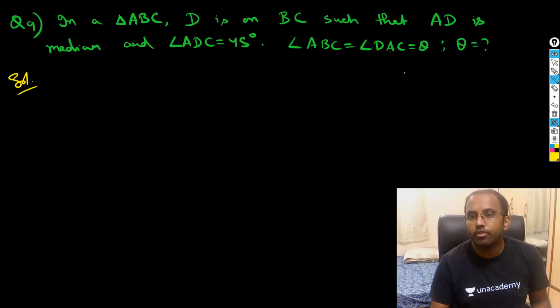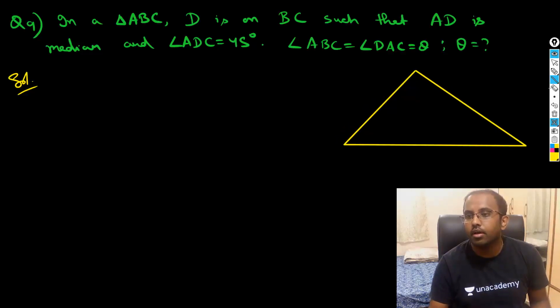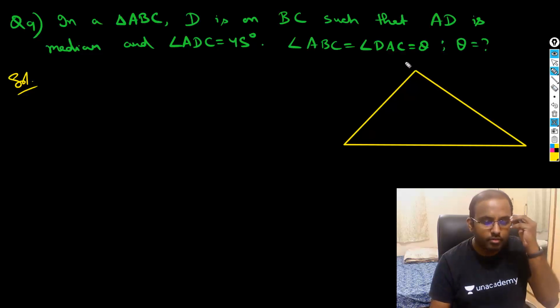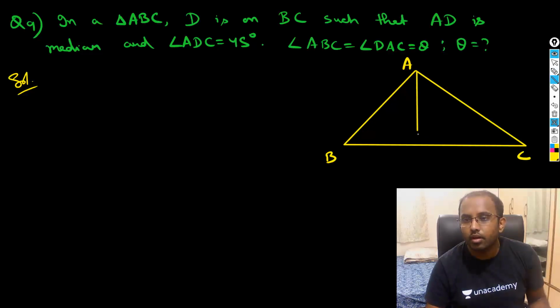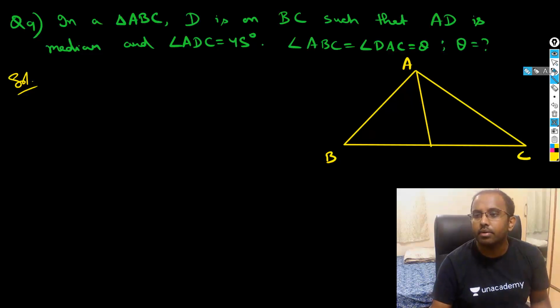So what I can infer from this diagram here, let me just calculate. We have this A here, we have this B here, we have this C here. Basically, the angles I don't know. D is given, which says that AD is the median. So AD is the median, I can just write like this. AD is the median here.